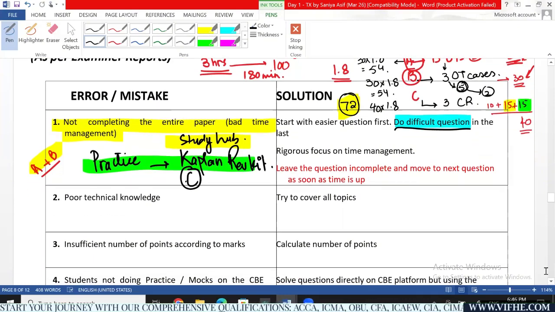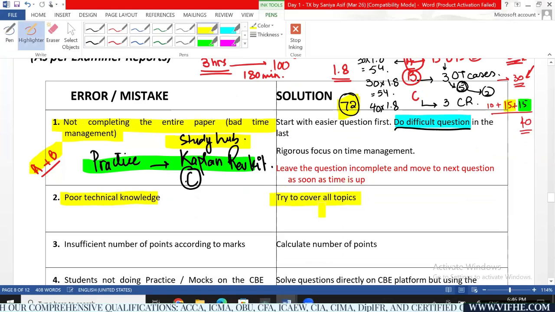And then, obviously, the most important issue is the poor technical knowledge. You really need to try to cover all the topics. This is something which I have already told you.